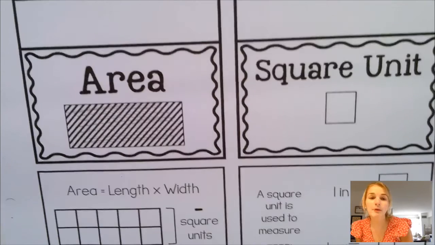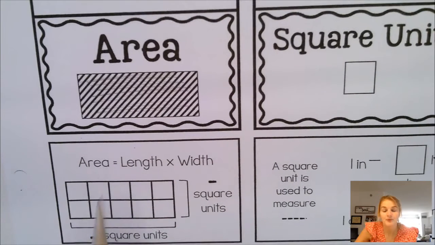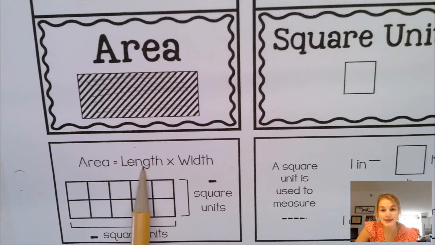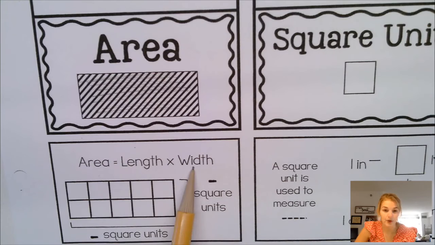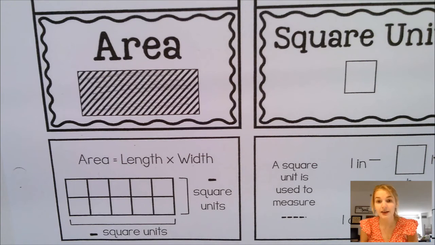Now, we are going to be learning the formula to find area. Area equals length times width. So when you need to find the area, you need to know the length and you need to know the width, so how long something is, how wide something is, and that's how you can figure out how big or small your area is.